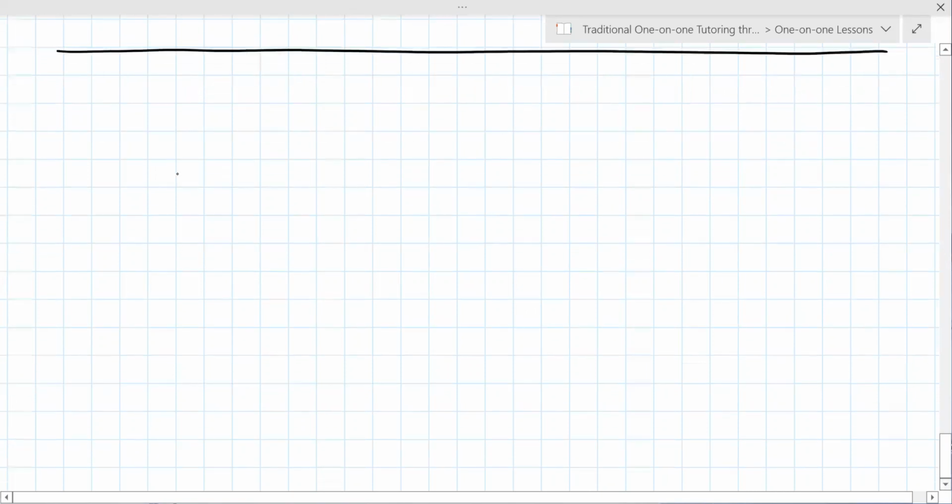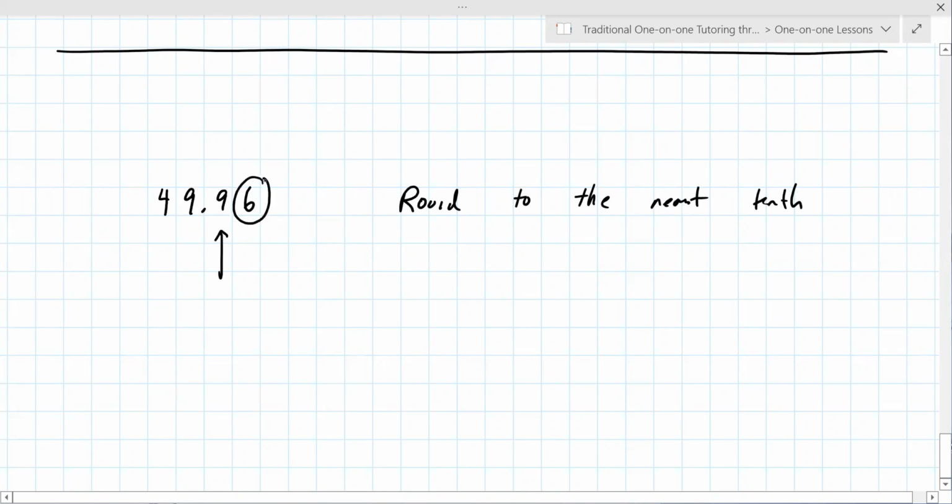Now here's another problem that we might see. Let's say it's 49.96 and we want to round to the nearest tenth. Okay, so which number is in the tenths position? 9. And which number is to the right of it? 6. So do you round 6 up or down? Up. So this becomes 49.9 plus, what are we going to add to it? 0.1. When you add this time, you get 0 with a carry of 1. 1 plus 9 is 10, 0 with a carry of 1.